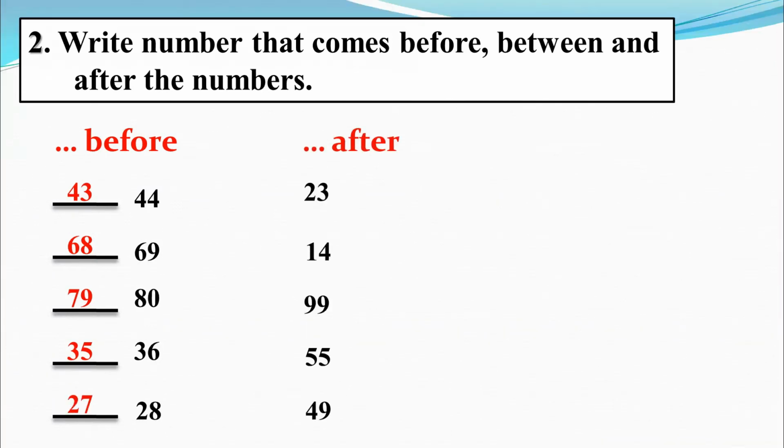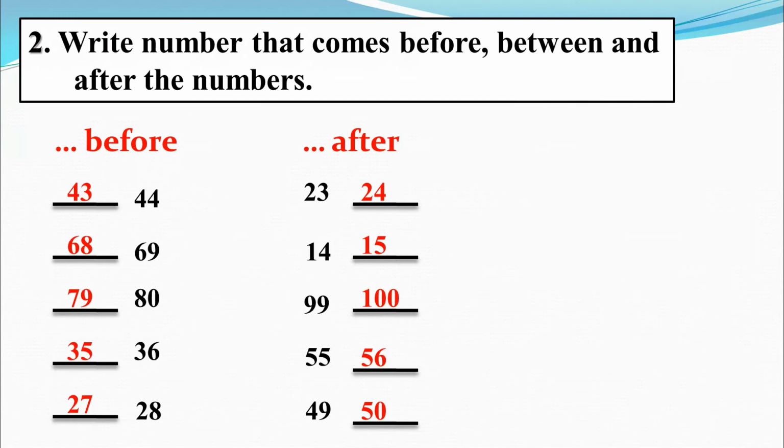Numbers that come after the number. So after 23, the number is 24. After 14, the number is 15. After 99, the number is 100. After 55, the number is 56. And after 49, the number is 50.